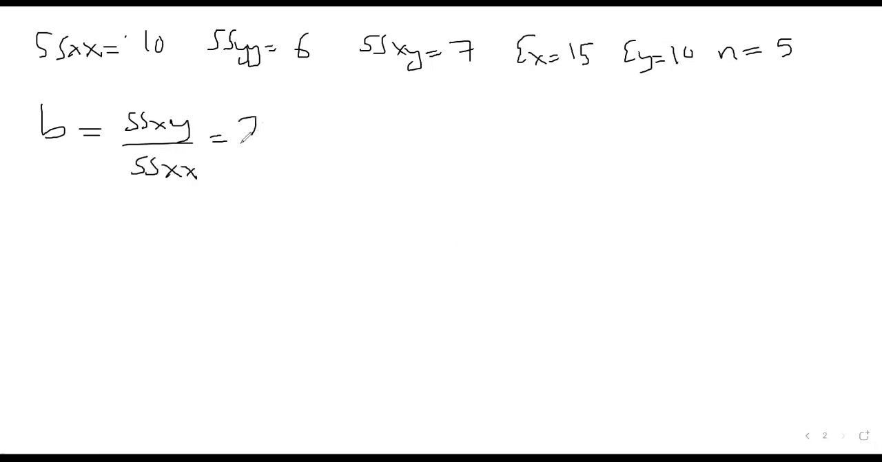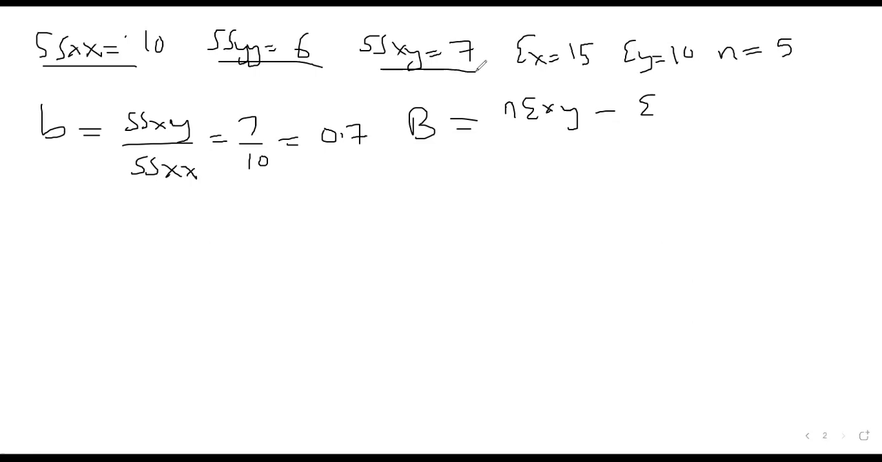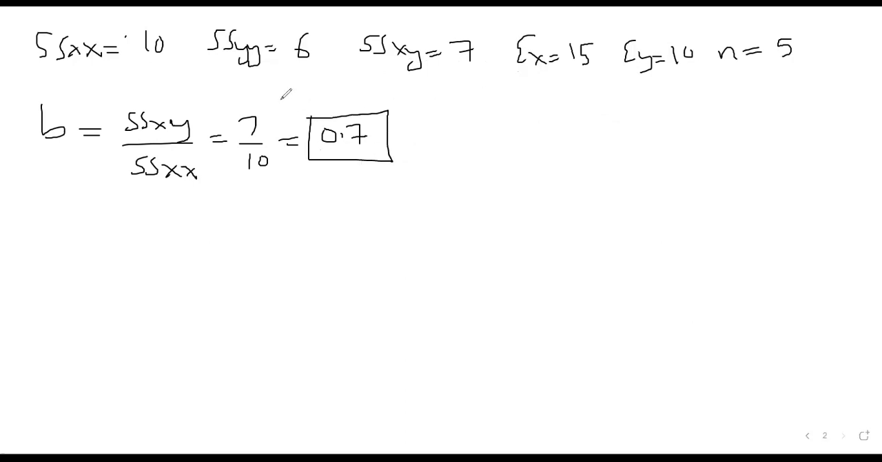So this is 7 over 10. This is 0.7. Okay. So we don't use that other formula for b, n summation XY less summation X times summation Y. This one is a shortcut, it's the same thing. Here, what we're doing is simply simplifying. If you're comfortable with that one, we can do that one. If you're comfortable with this one, any of them. So this is a shortcut for that one.